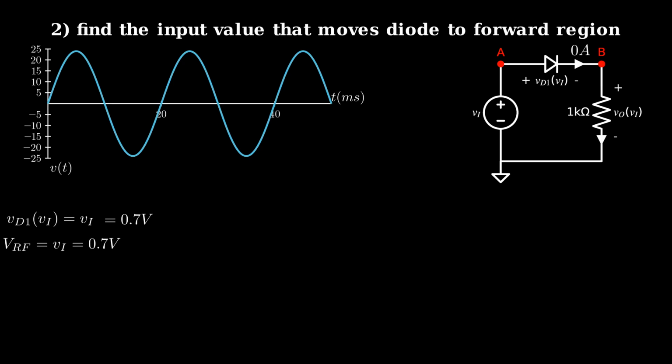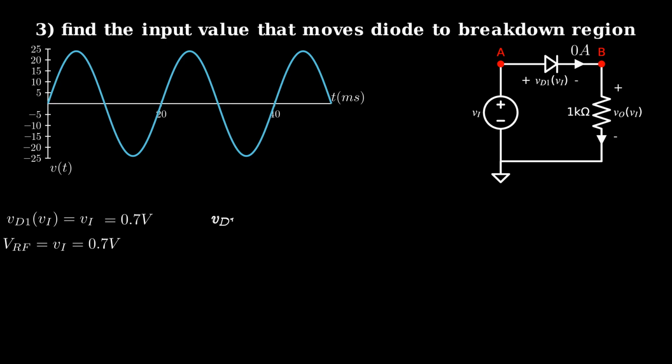Doesn't this feel silly for such a simple circuit? It won't with more complicated circuits, I promise. Now we do the same thing to find the input value that moves the diode from the reverse region to the breakdown region.